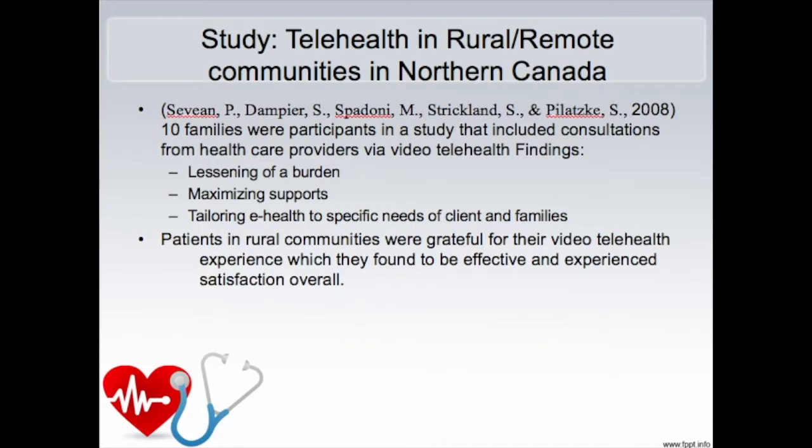eHealth was tailored to specific needs of clients and families, allowing for enhanced communication and advocacy for the patient. Patients in rural communities were grateful for their video telehealth experience, which they found to be effective and experienced satisfaction overall.